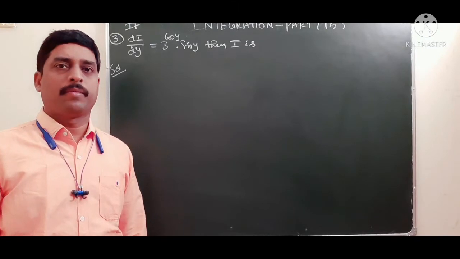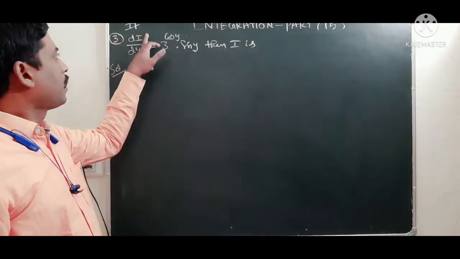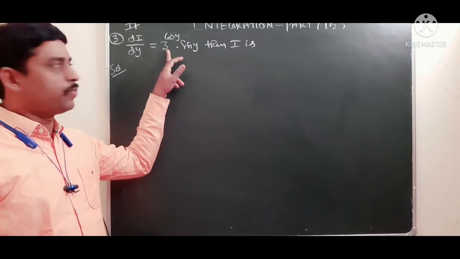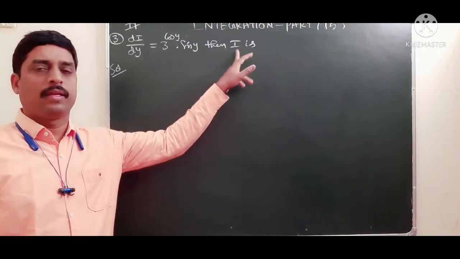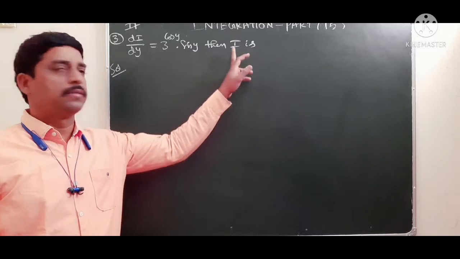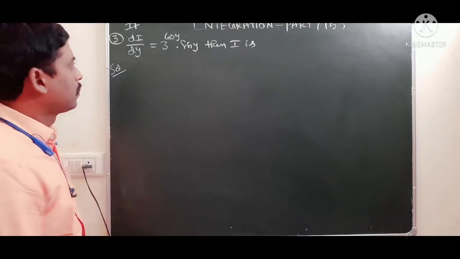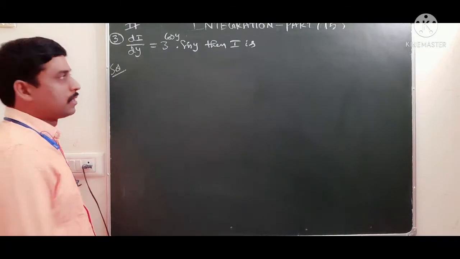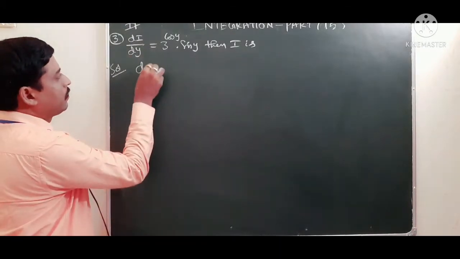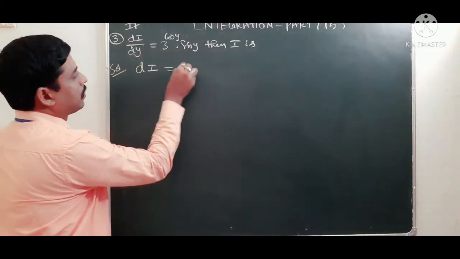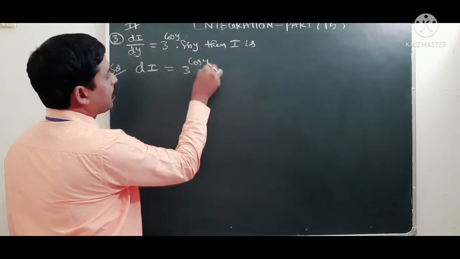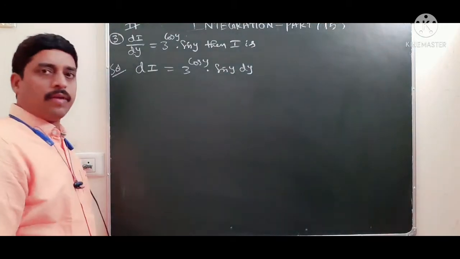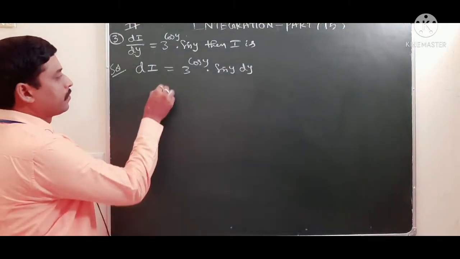Let us go to the next problem. The derivative of I with respect to y is given as 3 to the power cos y into sin y. Then we have to find the I value. For this kind of problem, by using integration, dI is equal to 3 to the power cos y into sin y into dy. Now take integration on both sides.